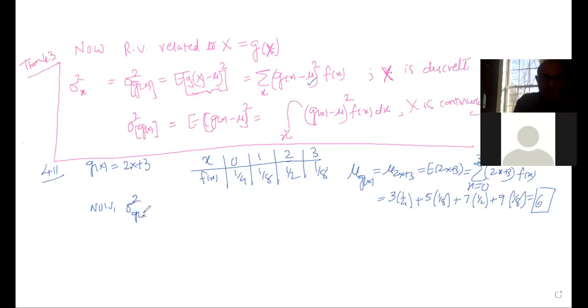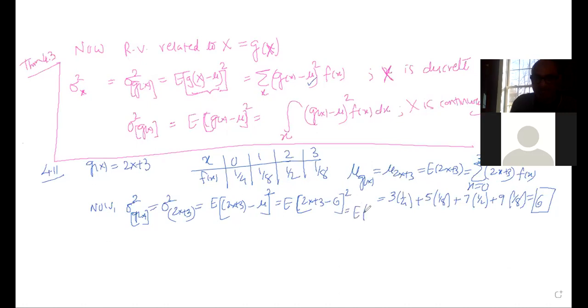So sigma square of g(x), that is equal to sigma square of 2x plus 3, and that is equal to the expected value of g(x) minus nu, that is 2x plus 3 minus nu, and square. Already I figured out my nu is equal to 6. So let me plug this value over here. So that is E of (2x plus 3 minus 6) and square.